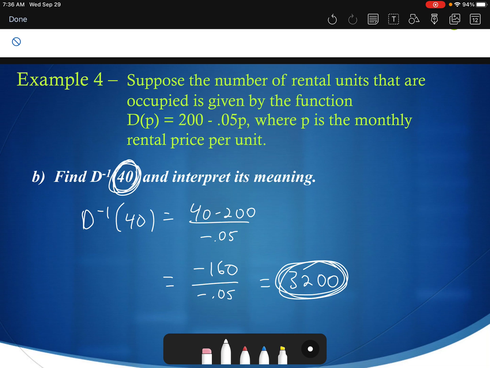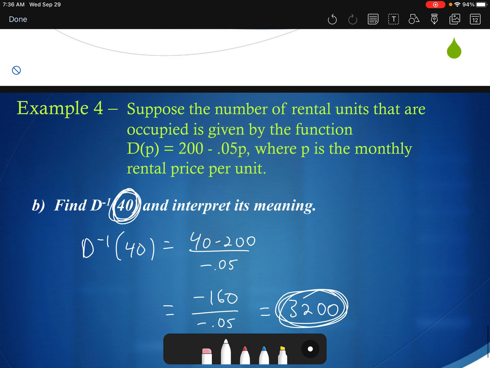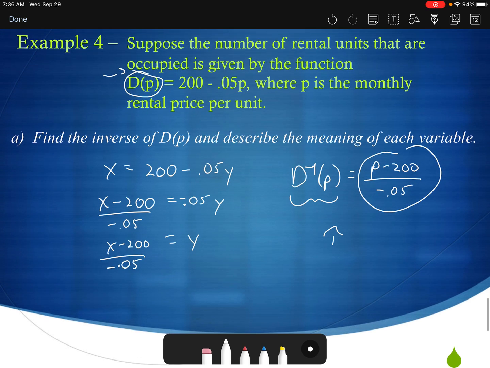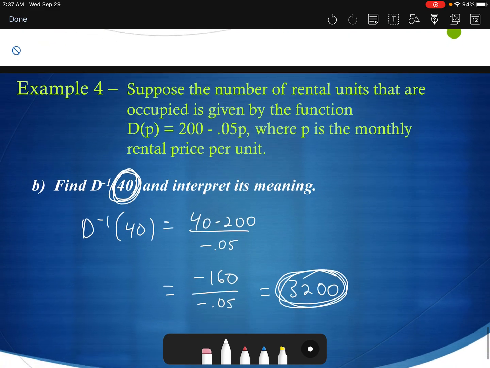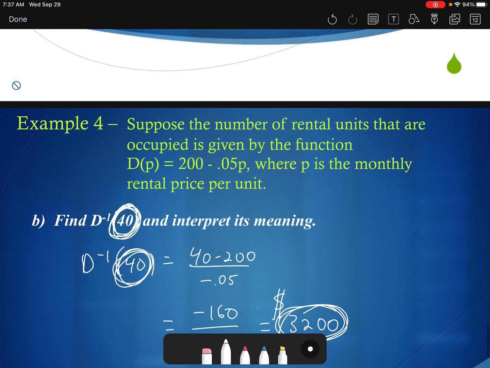Oh, did I say that wrong? Let's see. Oh, this is a tricky one. Let's see. So this is now the price. Oh, sorry. So the price is $3,200. The number of units that have been rented is 40. So we must be renting spaces for Winnebagos or something like that, because it's the opposite.